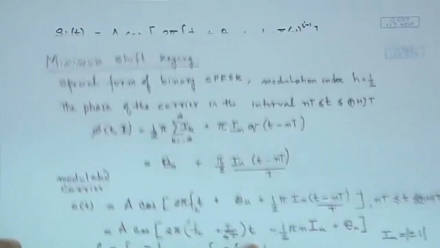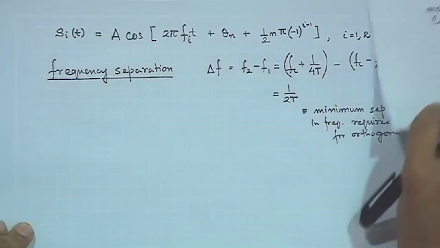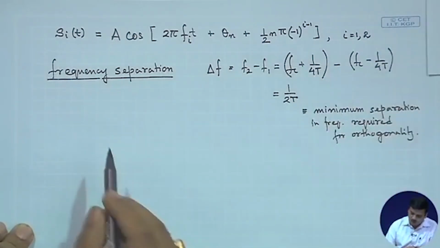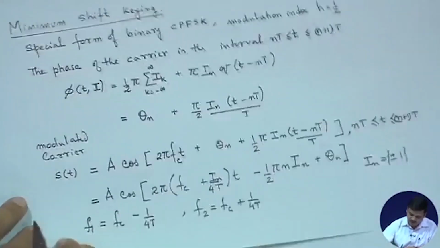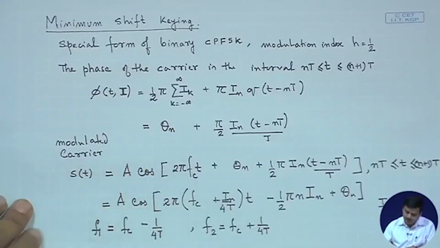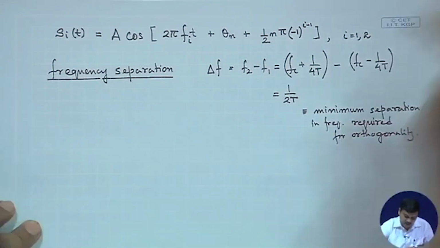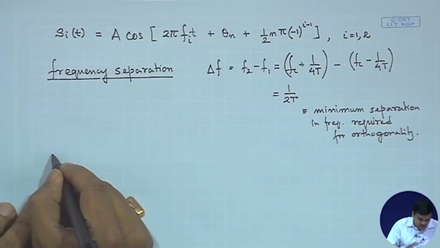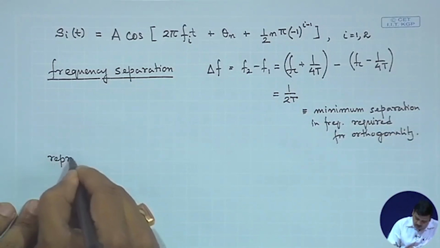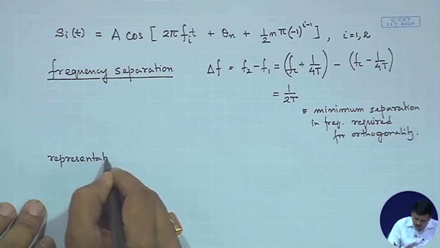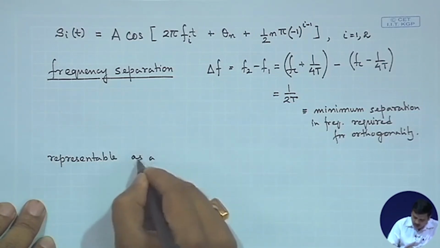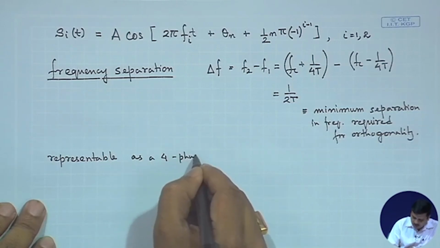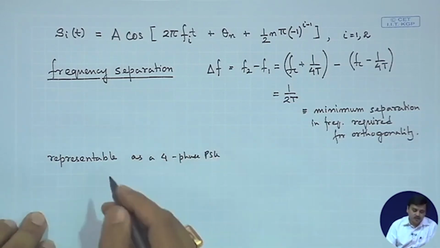So, if we look at the expression that we have just had over here, this is the s(t) and this is the s_i(t) that we have. So, we could also represent this particular signal in a simpler form. We are going to write that expression in a form which is representable as a 4 phase PSK. Now, that would make things easier.